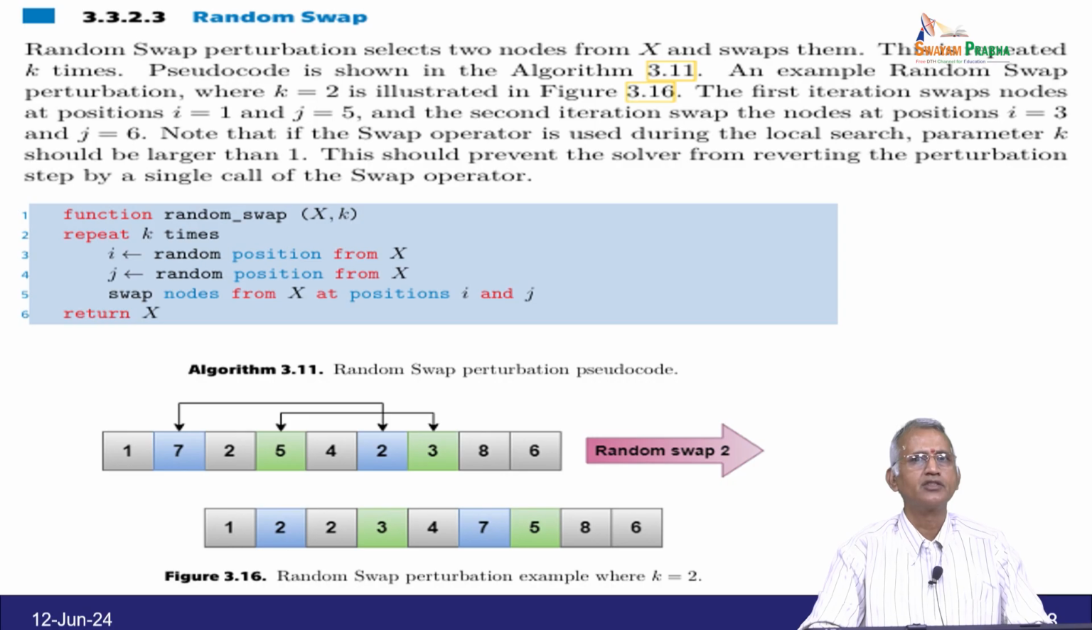The first iteration swaps the nodes at the position I equal to 1 and j equal to 5, and the second iteration swaps the nodes at the position I equal to 3 and j equal to 6. Note that if the swap operator is used during the local search, perturbation k should be larger than 1. So, this should prevent the solver from reverting the perturbation step by a single call of the swap operator. So, this is the pseudocode. This is the picture corresponding to how the swapping occurred where k equal to 2.